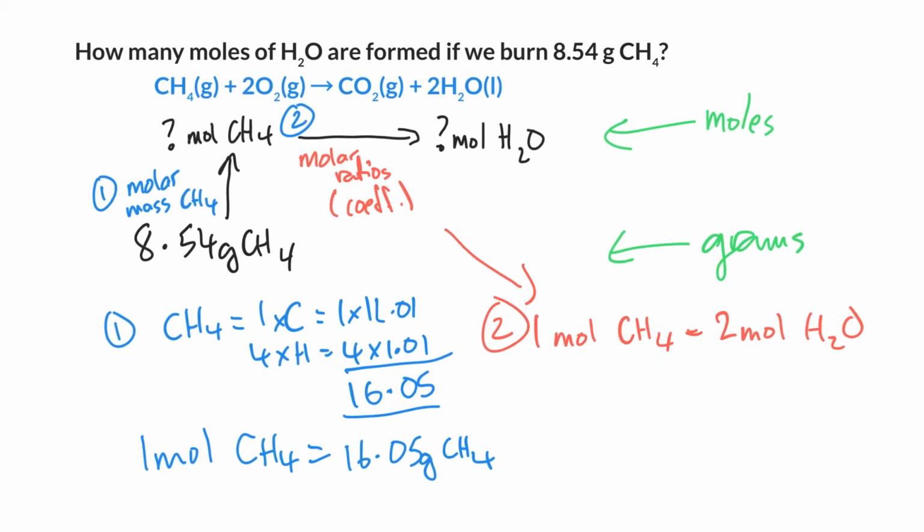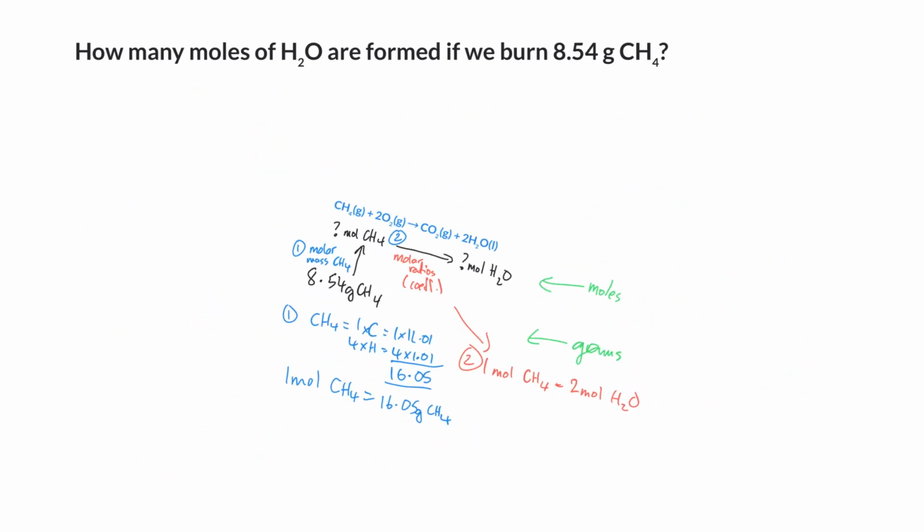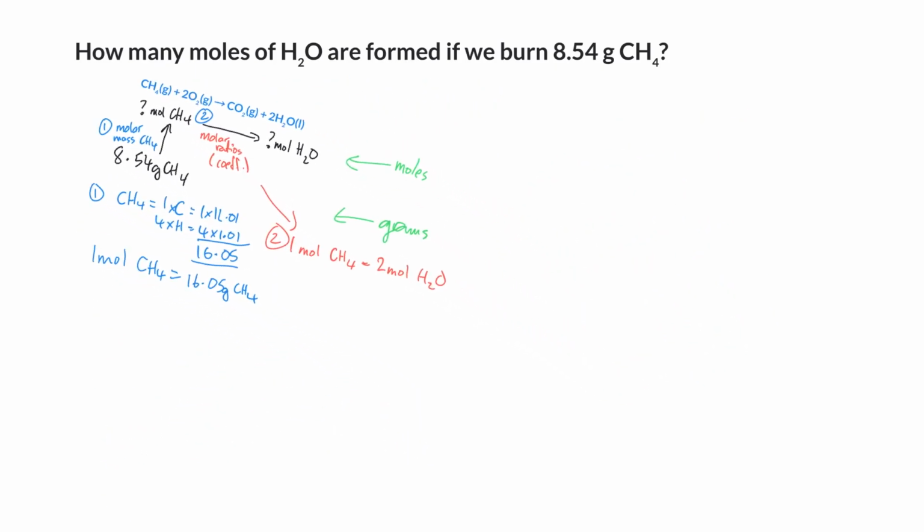So let's go ahead and clean ourselves a little bit of space. So let's see, can I scrunch this up? Okay, yeah, I can throw it up like that. So there's my old work right there. So what am I going to do here? So I'm going to take my 8.54 grams of methane, and I'm going to do conversion 1. So there's a conversion factor.